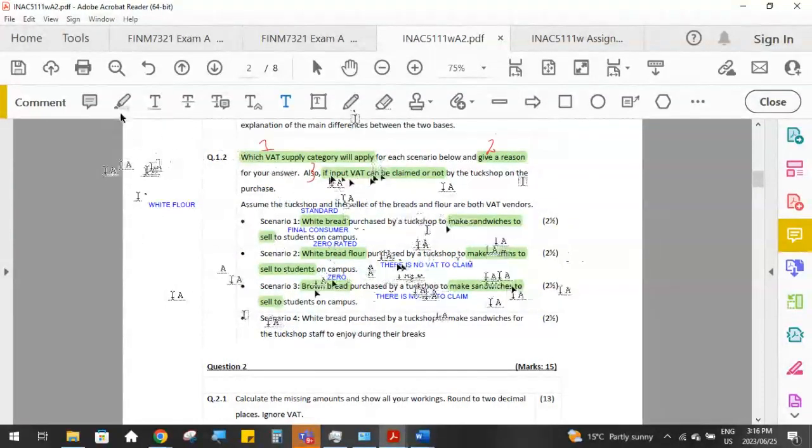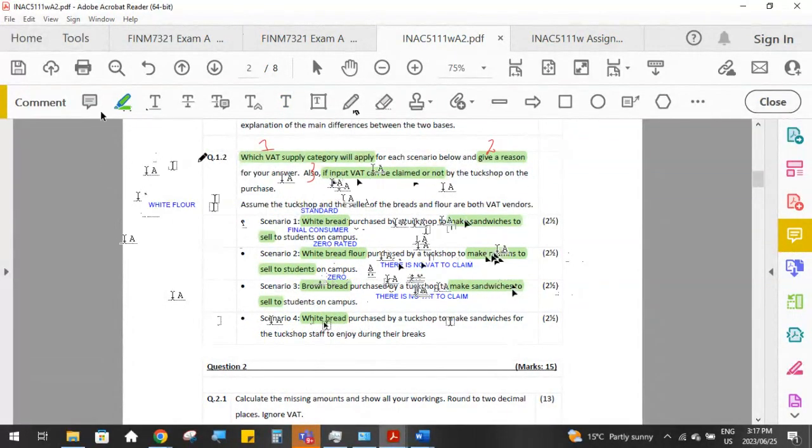And then the last one, scenario 4, white bread. So again, as we saw in scenario 1, white bread is a standard rated item, which means that VAT is added to this white bread when the tuck shop purchased it. But in this case, they are making sandwiches for the tuck shop staff to enjoy during their breaks. So in other words, it is the tuck shop staff themselves consuming the white bread. So therefore, it is not a business expense. It is then classified as entertainment.